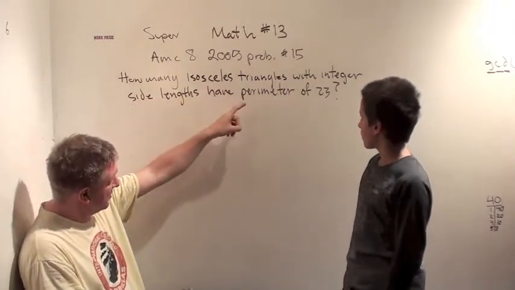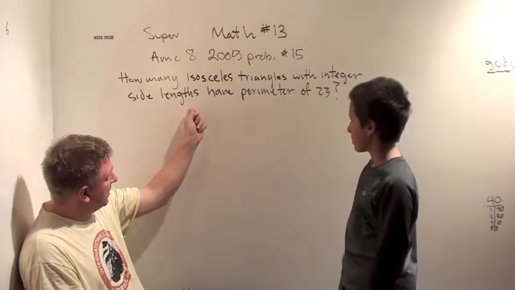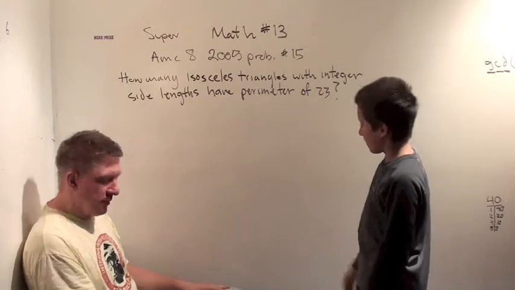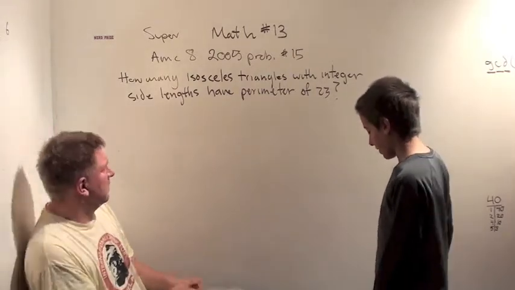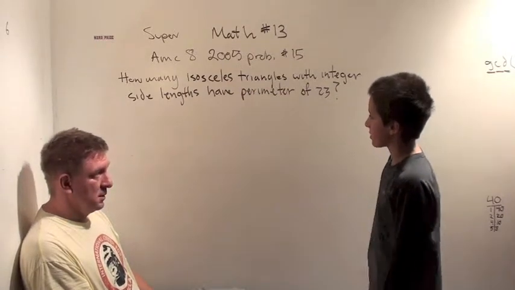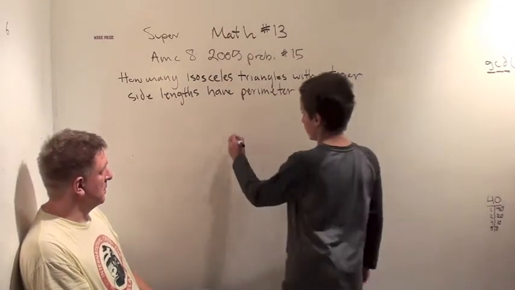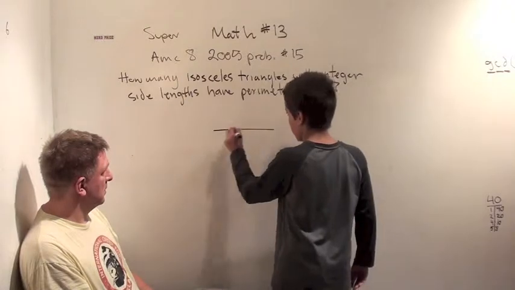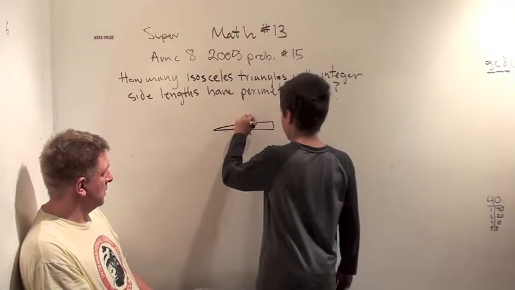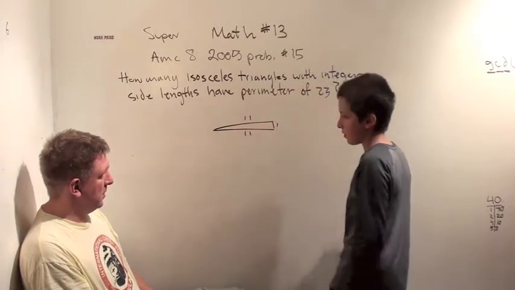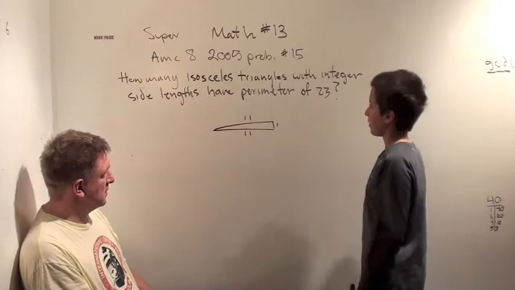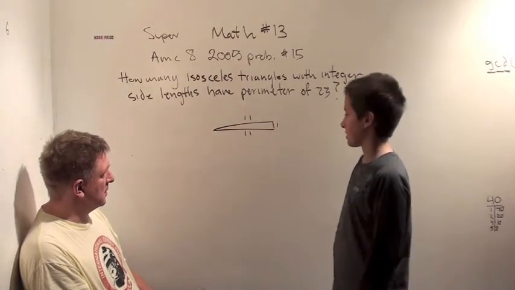How many isosceles triangles with integer side lengths have perimeter 23? Alright, tell me how you want to think about this problem. Well, I'll find the largest one that fits its restraints. I think the largest one is going to be 11, 11, 1. And then I'm going to keep going down until I hit the first one that doesn't work.